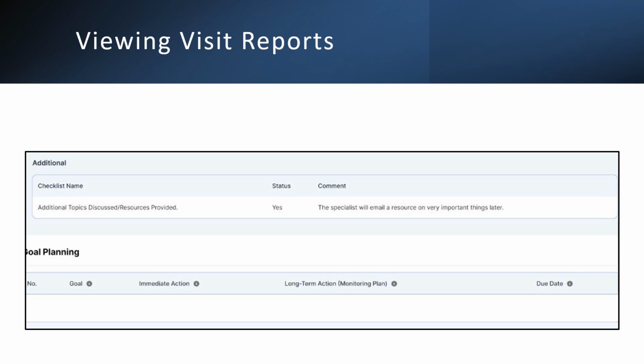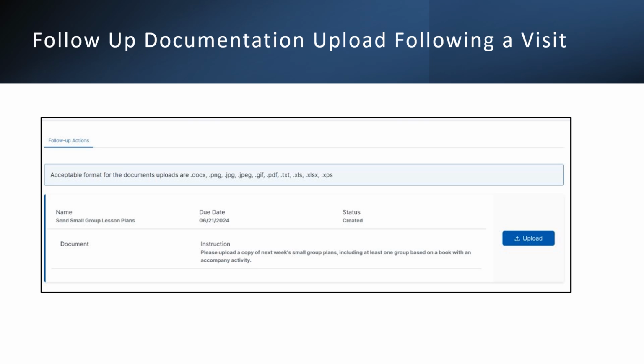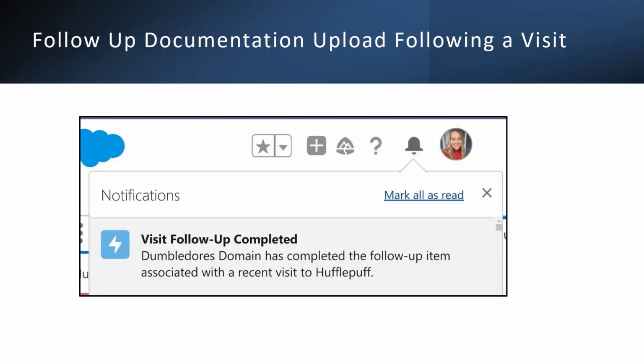You will also be able to see pre-K specialist feedback in addition to a section related to goal planning if relevant. If a specialist requests follow-up documentation, you will receive a bell notification in the GA Pre-K system. Next to the View button beside the related visit report, an Upload button will be available for you to click and upload the requested documentation. Click Upload and the upload page will populate. Upload the requested documentation. Your pre-K specialist will be notified that follow-up was completed and uploaded into the system.